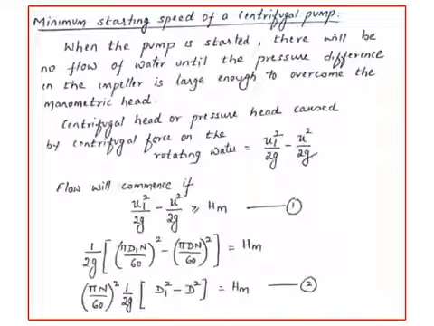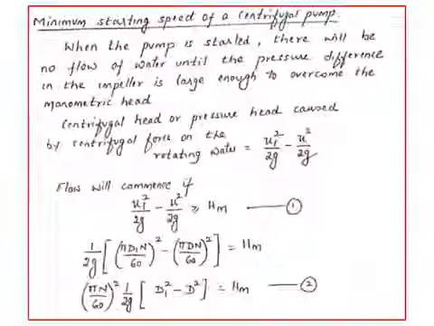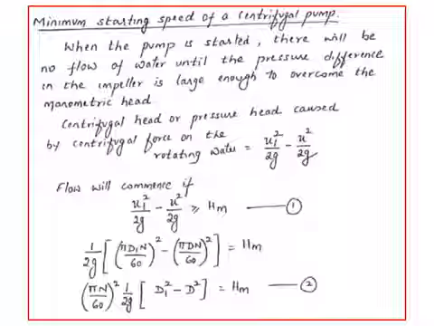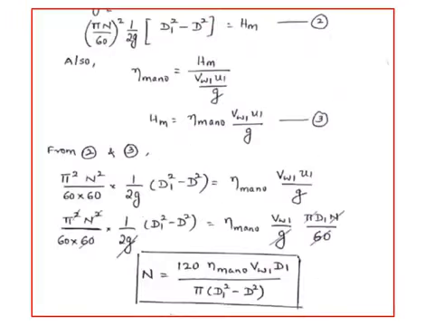So therefore we have the formula u1 square by 2g minus u square by 2g should be greater than or equal to hm. Now the limiting value is equal to hm. So substitute u1 as pi d1 n by 60 and u as pi d n by 60, taking out pi square n square by 60 square outside, and then we get pi square n square by 60 square into 1 by 2g multiplied by d1 square minus d square should be equal to hm.